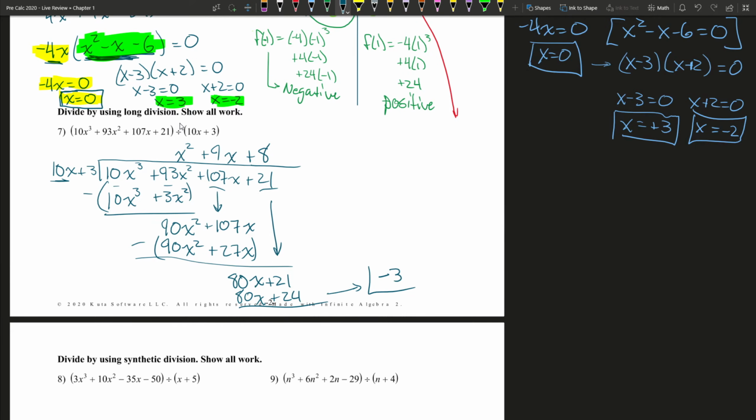So with that remainder, we do minus 3 over this divisor, which is 10x plus 3. All right, so this is our answer.